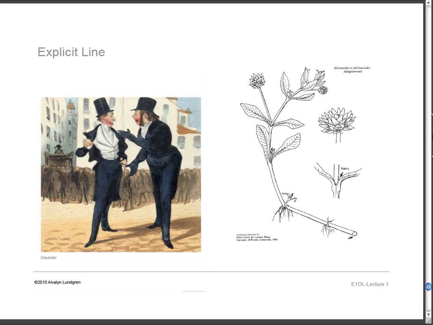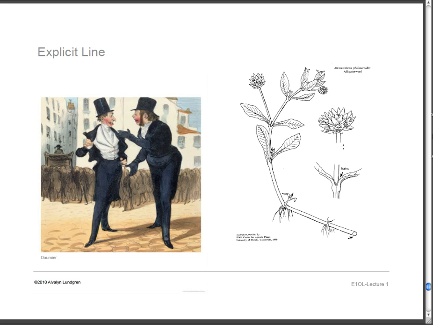In this drawing, the inscribed line is used to state the foliage and separate it from the background. So explicit line is edge recognition, whether it is a forced edge, as in the Daumier drawing, or it's an actual outline all the way across.